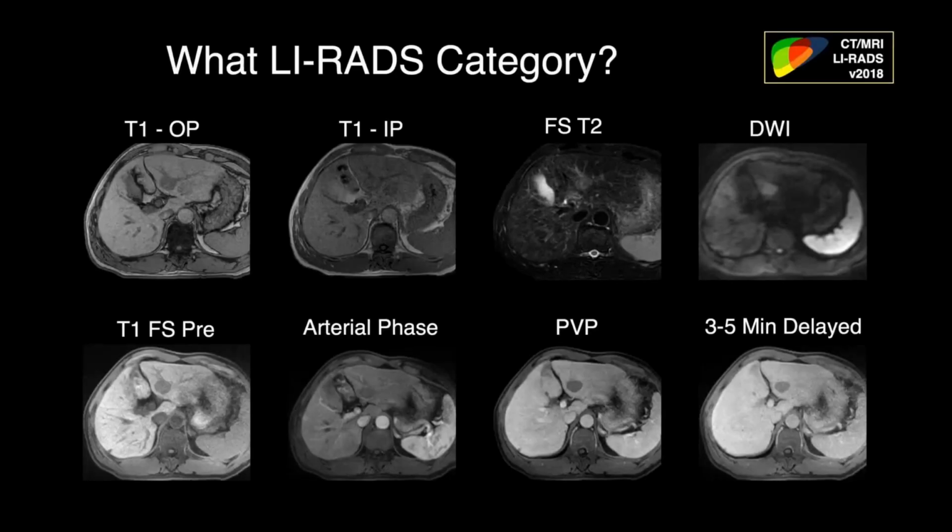Okay, well, let's do a few cases just to apply some of the information that I just spoke about. Here is a case, and I'll give everybody just a few seconds to look at this before we go on to categorizing it. But if you were using the LI-RADS CT/MRI diagnostic algorithm, MRI in this case, what category would you end up with?